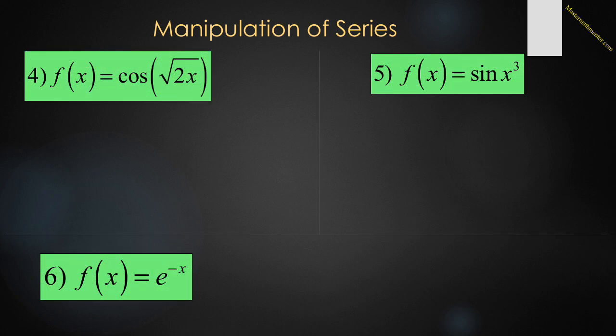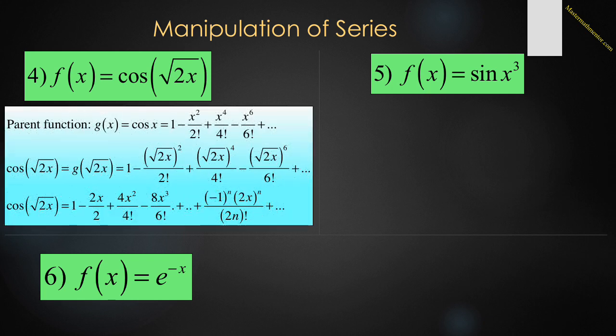In problems 4 through 6, you are to choose a parent series in order to generate a Taylor series centered at 0 for the given functions. Include in your answer the general term. Number 4 reads f of x equals cosine of the square root of 2x. We'll define our parent function g of x to be cosine of x, which is 1 minus x squared over 2 factorial plus x to the fourth over 4 factorial minus x to the sixth over 6 factorial plus dot dot dot.